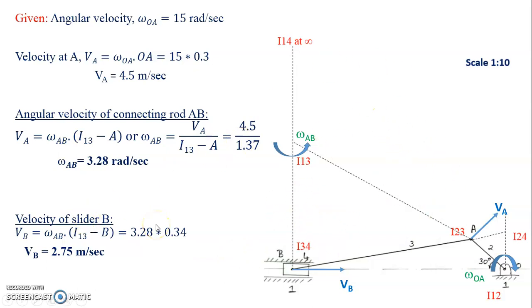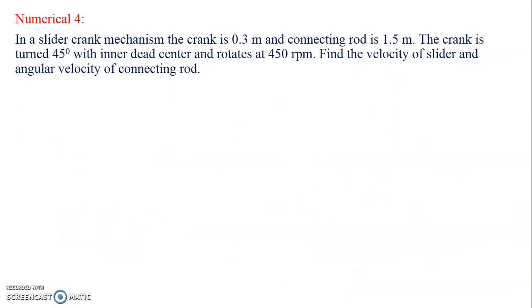Okay, so we will solve one more problem on the same lines. In the slider crank mechanism, the crank is 0.3 meter, connecting rod is 1.5 meter. The crank is turned 45 degrees with the inner dead center and rotates at 450 rpm. Find the velocity of the slider and angular velocity of the connecting rod. Again it is a slider crank mechanism. Here he didn't say OA, BA, AB and all, but directly he said the crank is 0.3, connecting rod is 1.5, and the angle that the crank makes is 45 degrees.